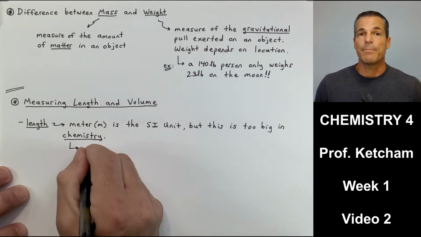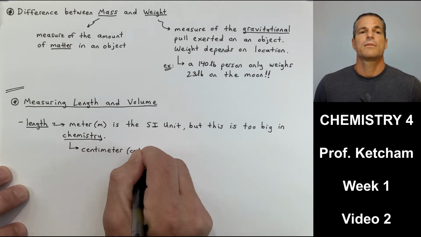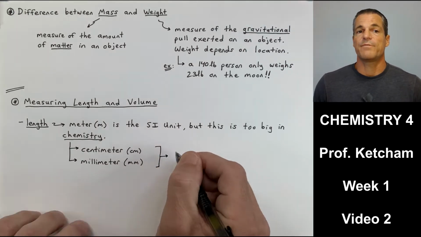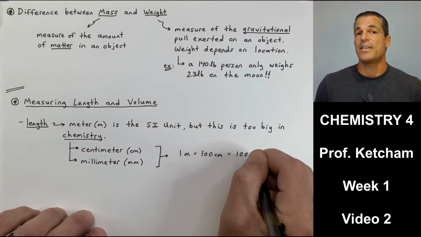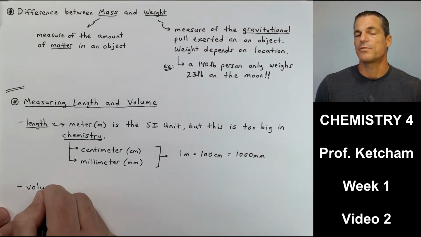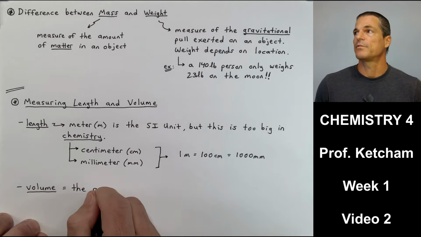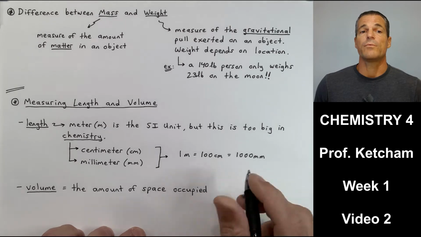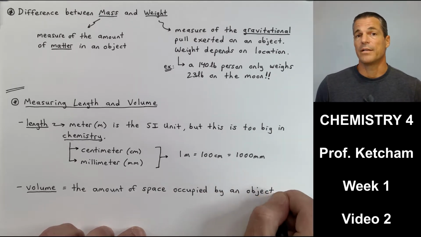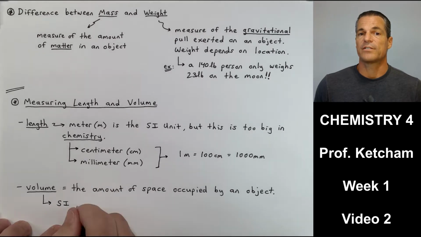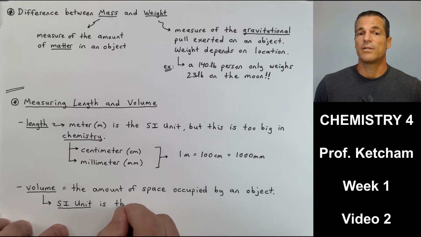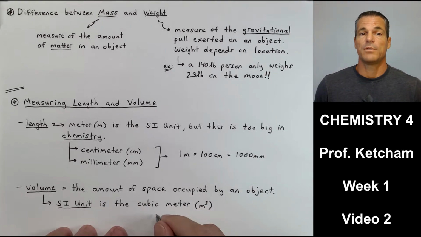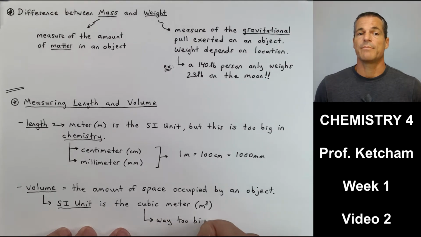All right, the next little snippet of notes for today is measuring length and volume. Well, length, if you remember from our last video, the meter is the SI unit, but this is too big in chemistry. Now, I did mention in video number 1 that we talk about something called prefixes, and if the meter is too large of a unit, we can use things like centimeter or millimeter. So the conversion factors for these are 1 meter is equal to 100 centimeters is equal to 1,000 millimeters.